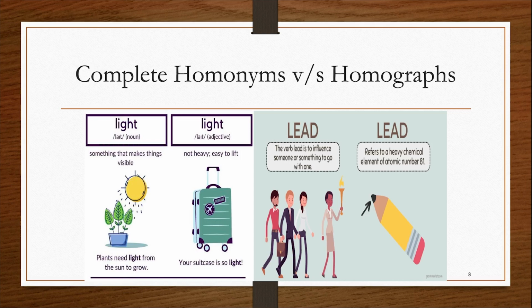The second one is lead and lead. Lead is a verb. The verb lead is to influence someone or something to go with one, whereas lead refers to a heavy chemical element of atomic number 82. Like I told you, the nib of the pencil, the last part of your pencil through which you write, that chemical element is lead, that metal is lead.